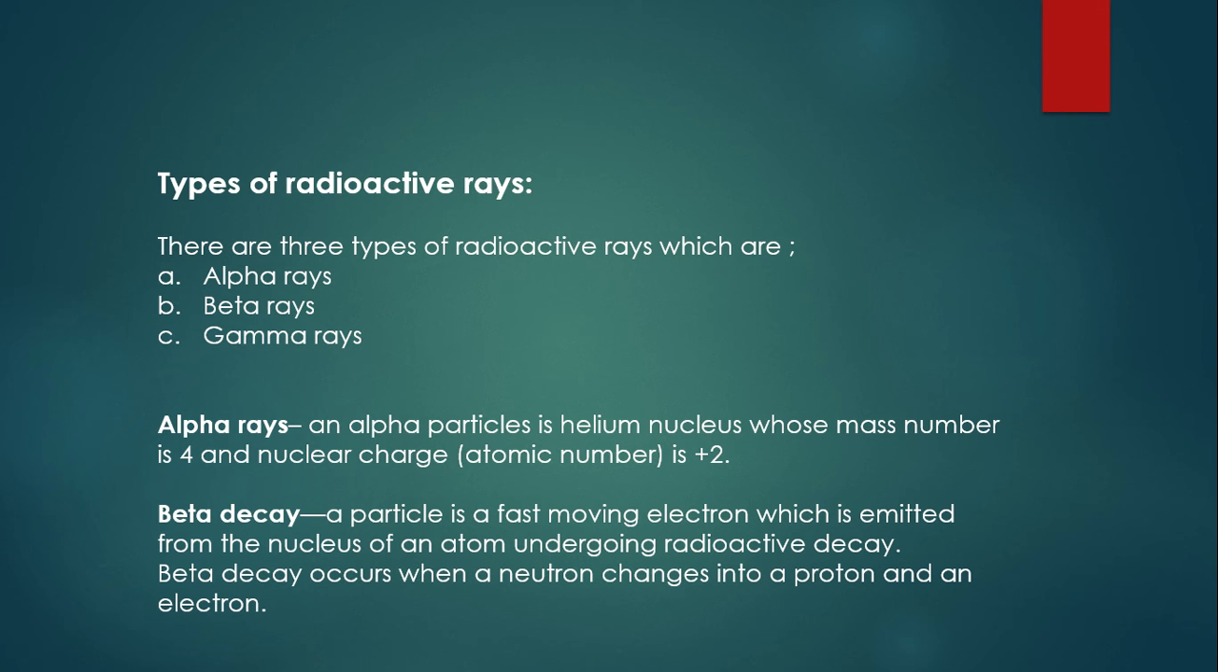Types of radioactive rays. There are three types of radioactive rays, which are alpha rays, beta rays, and gamma rays. An alpha particle is a helium nucleus whose mass number is 4 and nuclear charge (atomic number) is +2. Beta decay: a beta particle is a fast-moving electron emitted from the nucleus of an atom undergoing radioactive decay. Beta decay occurs when a neutron changes into a proton and an electron.